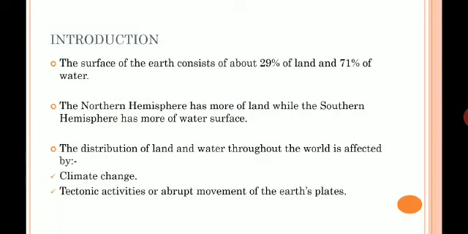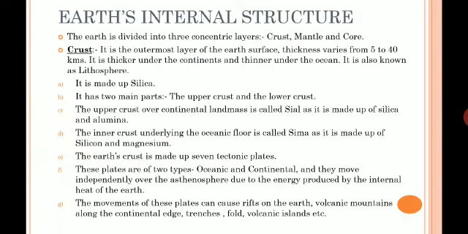Okay, let's move forward. The second topic is earth's internal structure. Very simple topic. The earth is divided into three concentric layers. The first is the crust, second is the mantle, and third is the core. Let's talk about the crust. It is the outermost layer of the Earth's surface. Thickness varies from 5 to 40 kilometers. It is thicker under the continents and thinner under the oceans. It is also known as lithosphere.